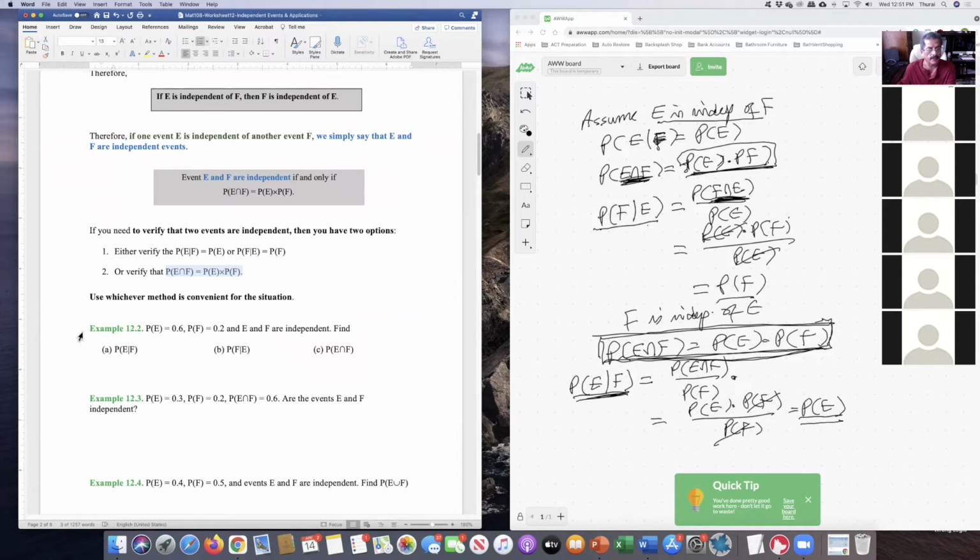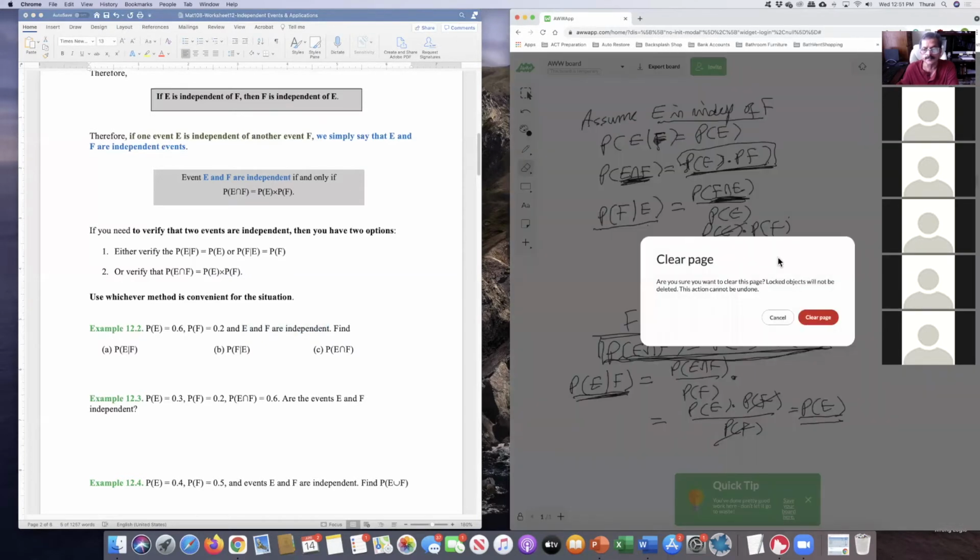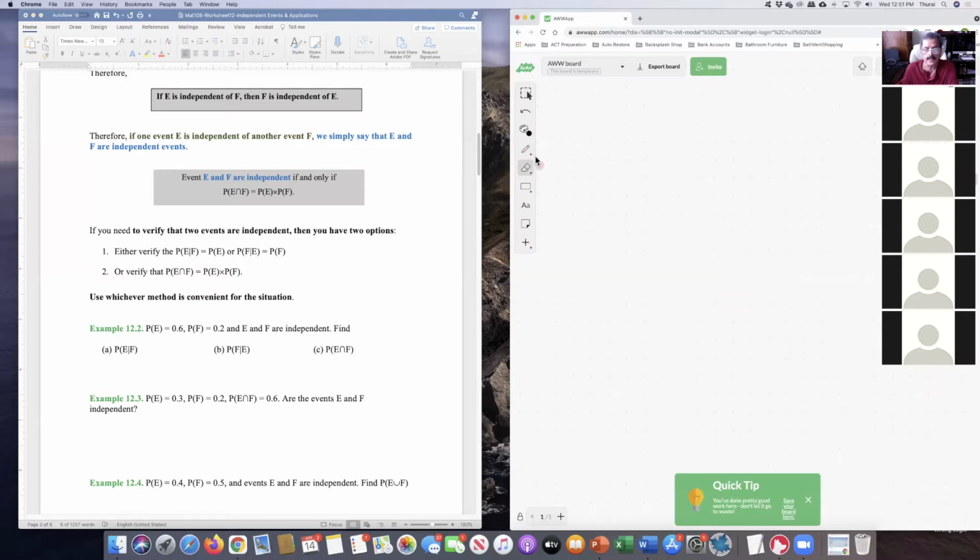So we're done with the theory, and we are going to proceed to do some problems. Probability of E is given, probability of F is given, and it says E and F are independent. It already tells you that they are independent. Let's answer these questions. First question says, what is probability of E given F? 0.6. 0.6, very good.